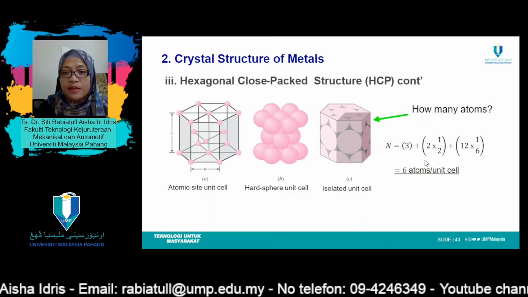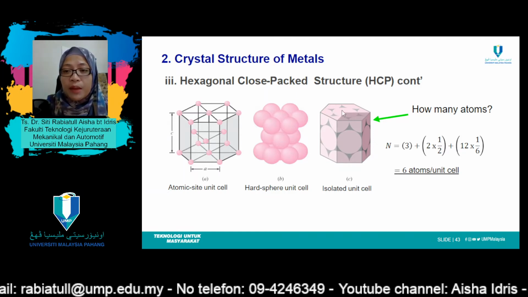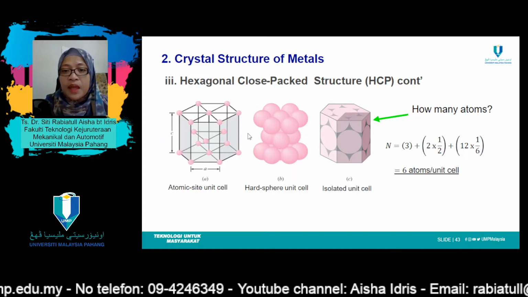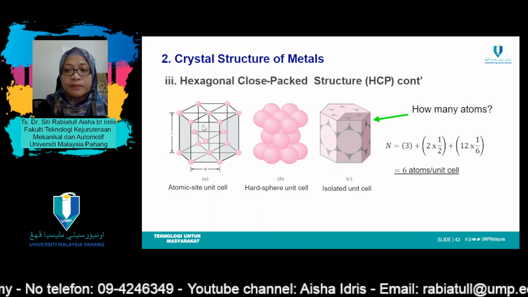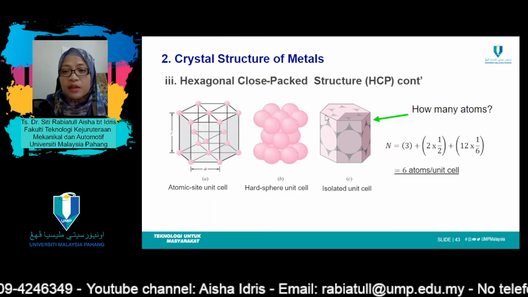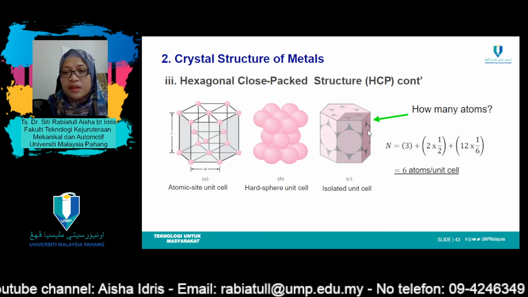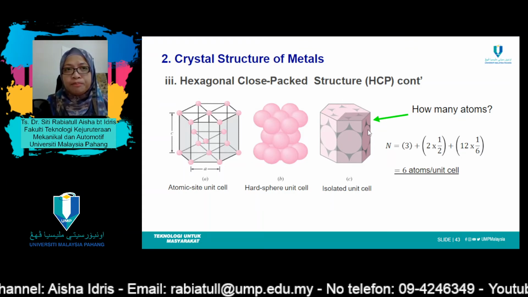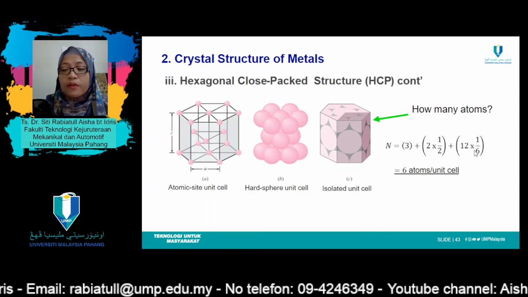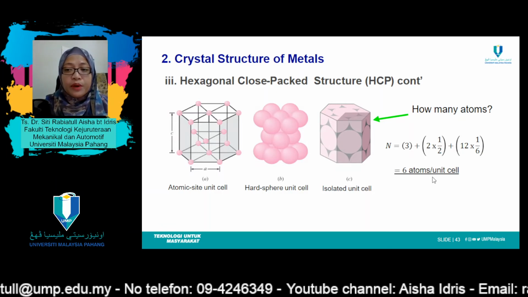half atoms at the surface, at the upper part and also the lower part. So 2 times half, plus at the corners there are 12 of them. However, this one is actually hexagonal, so each corner atom is actually shared by 6 cells. That's why 12 times 1/6. So altogether it equals 6 atoms per unit cell.